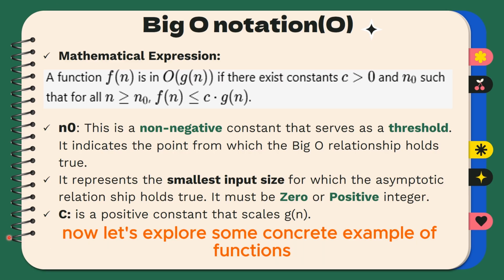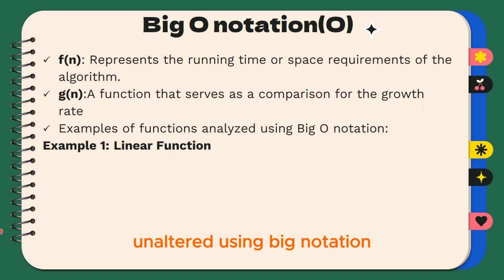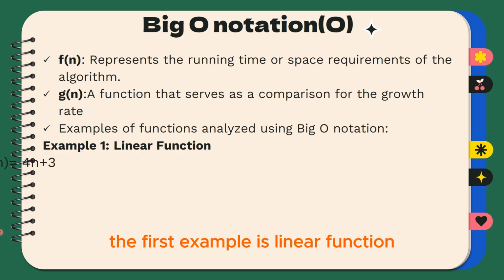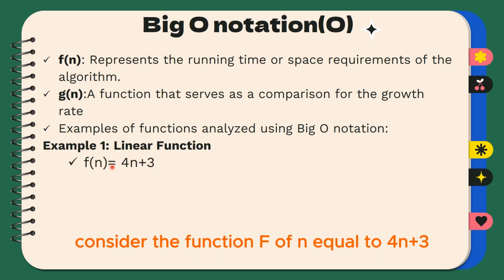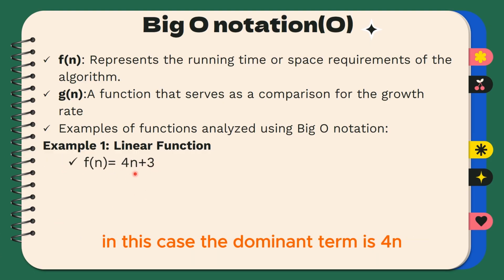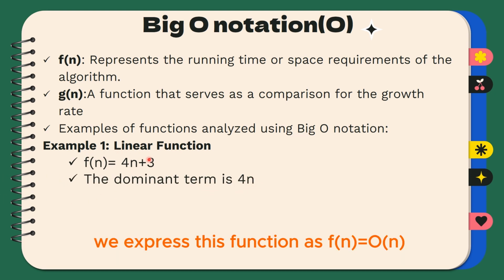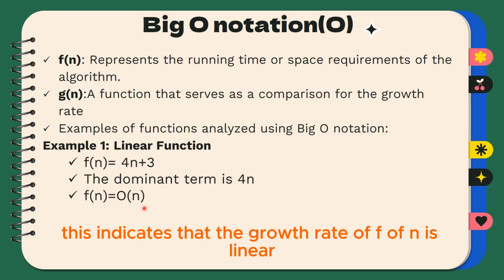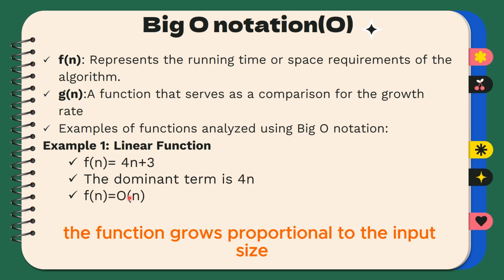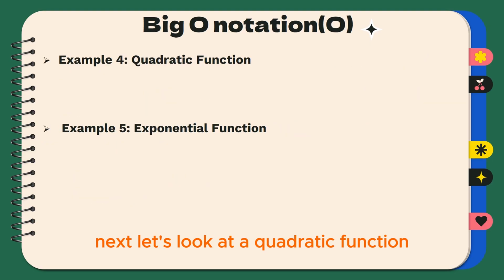Now, let's explore some concrete examples of functions analyzed using big O notation. The first example is a linear function. Consider the function f(n) = 4n + 3. In this case, the dominant term is 4n. As n grows larger, the 3 becomes negligible. Therefore, we express this function as f(n) = O(n). This indicates that the growth rate of f(n) is linear, which means the function grows proportionally to the input size. Next, let's look at a quadratic function.